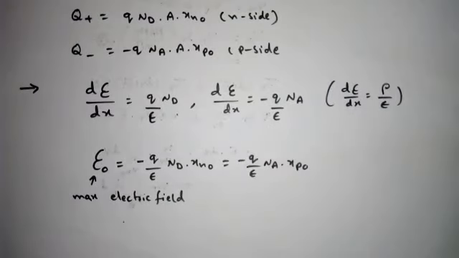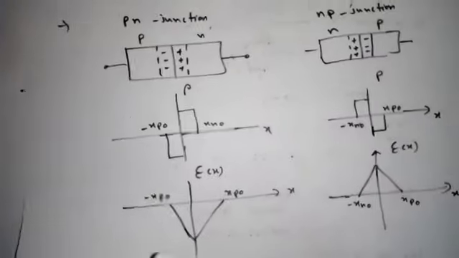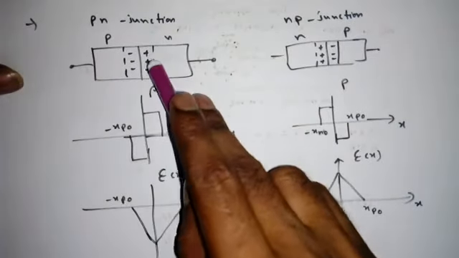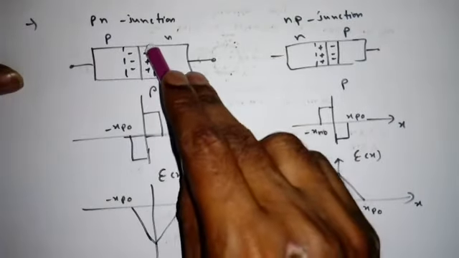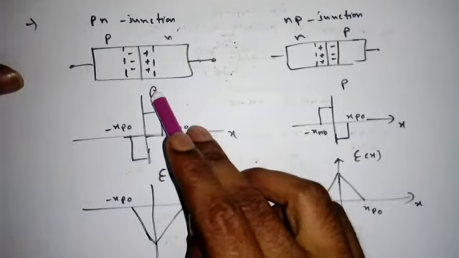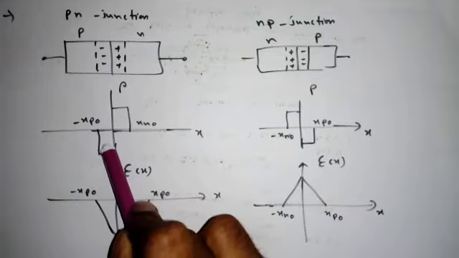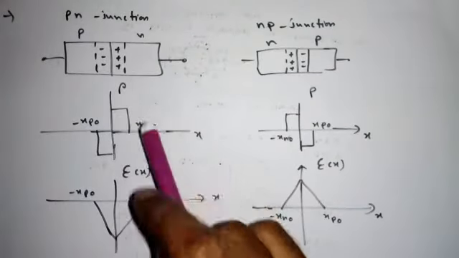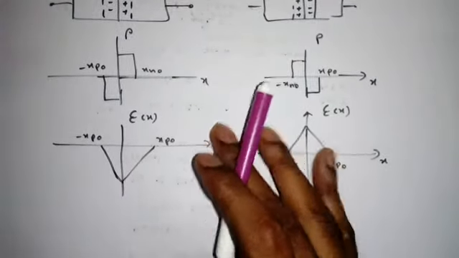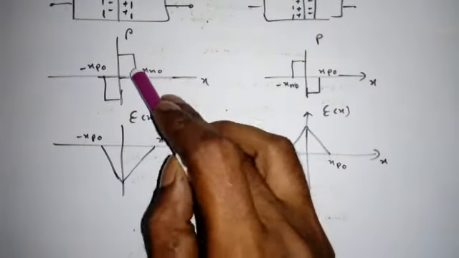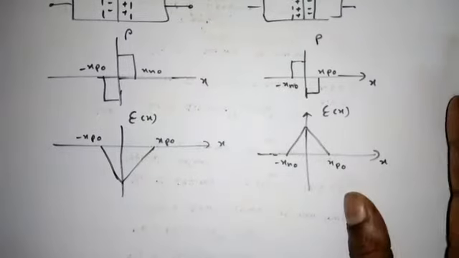And the distributions of this charge density and electric field will be like this. So in PN junction, suppose P side negative charge, N side positive charge. So the charge density is positive in N side and it is negative in P side. So when we integrate the charge density, we will get the electric field distribution. When we integrate the negative side, we will get negative slope. When we integrate the positive side, we will get positive slope.